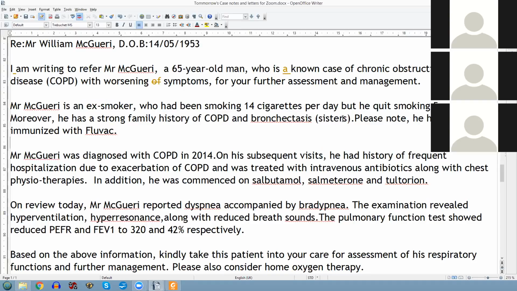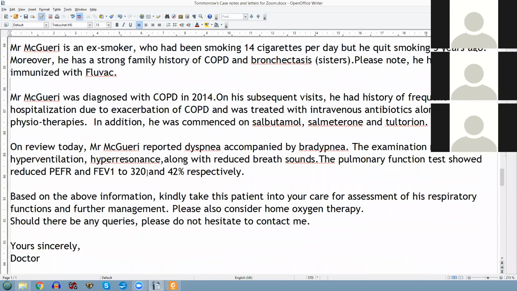"Sisters, please note he has been immunized." Well, okay, I haven't seen the notes, but I would have put this lower down. I would have put it lower down. "Mr. McGarry, the subsequent visits, he had history, had a history." Again, because it's a noun, I would probably put an article there. "History of frequent hospitalization, treated with Manchester. In addition, there was commenced."